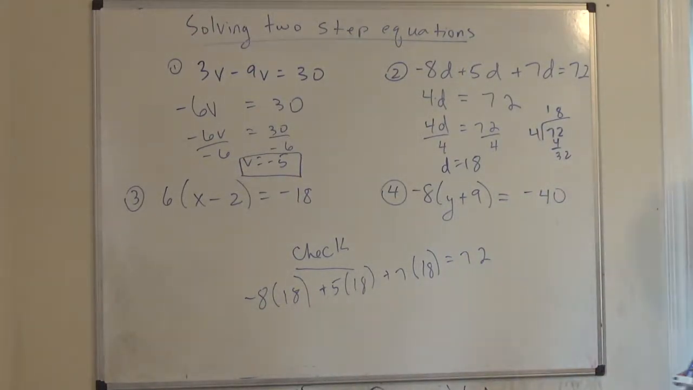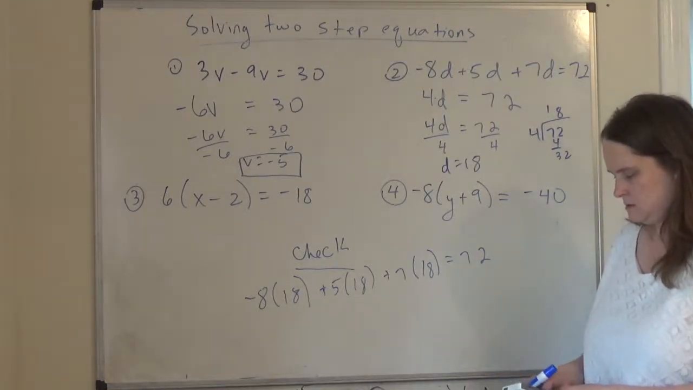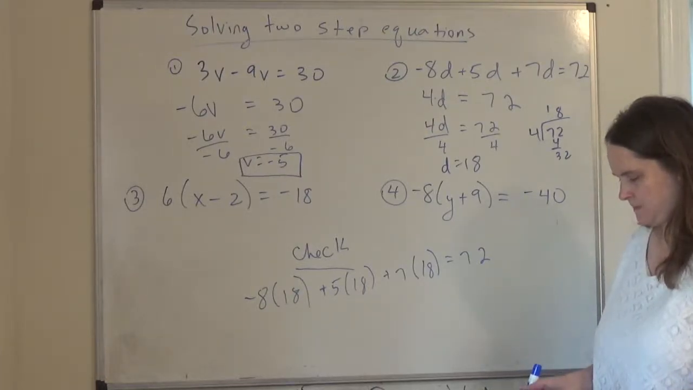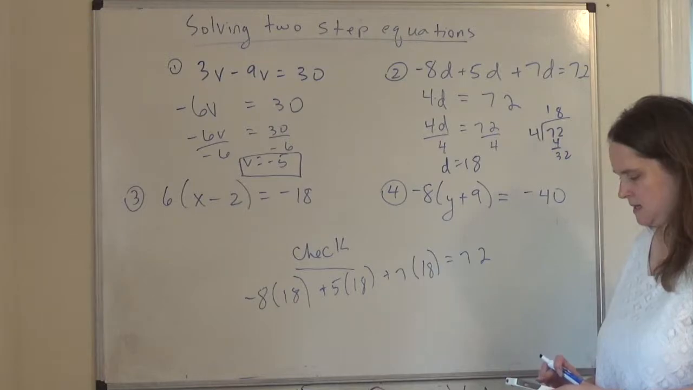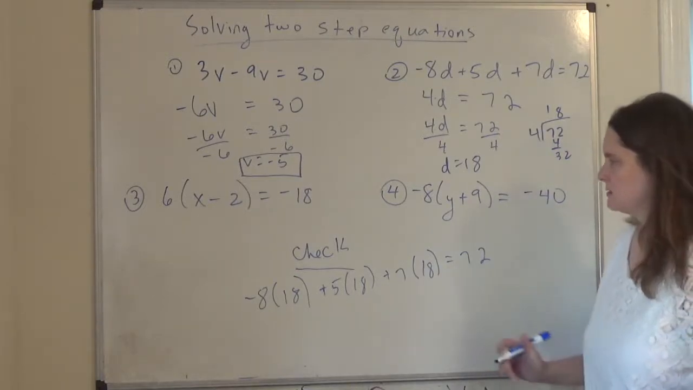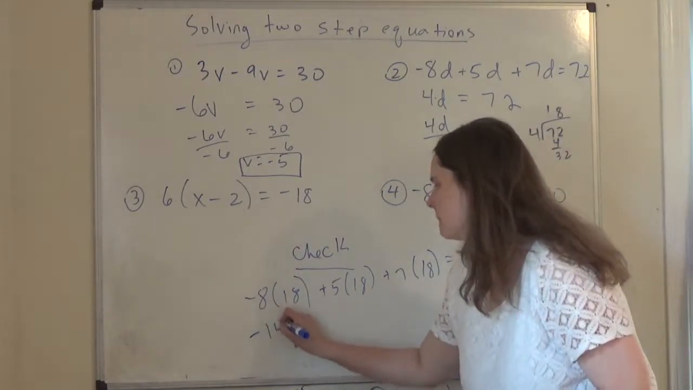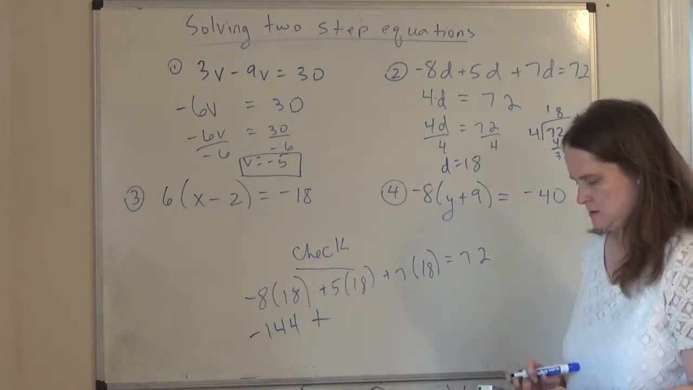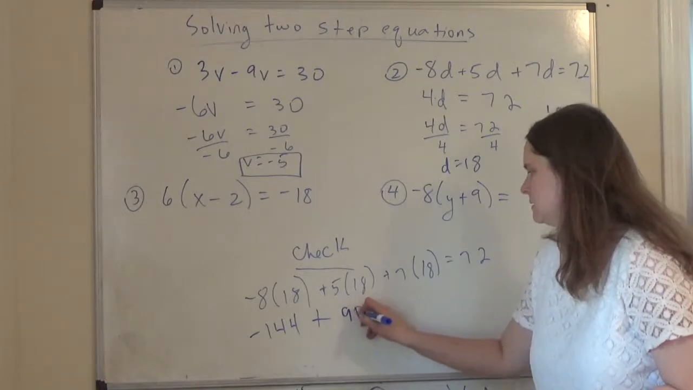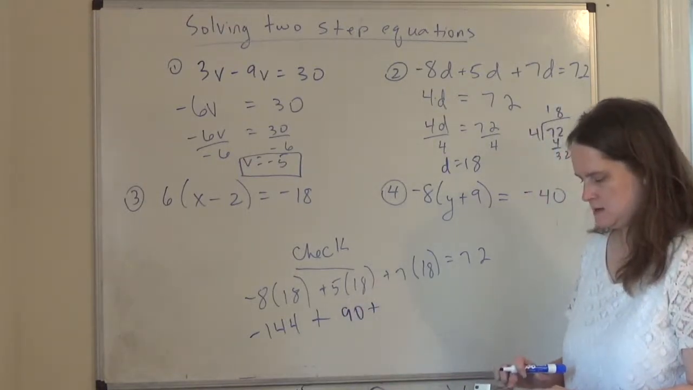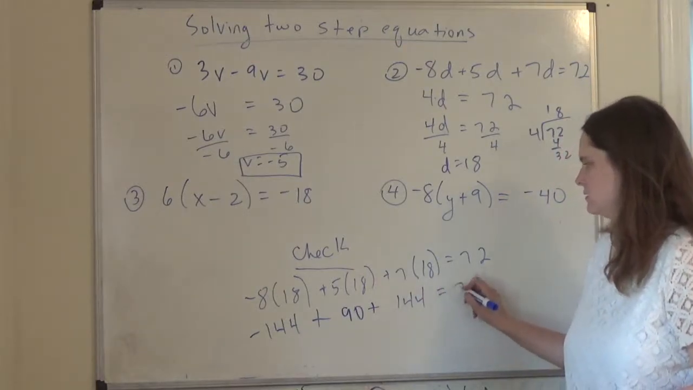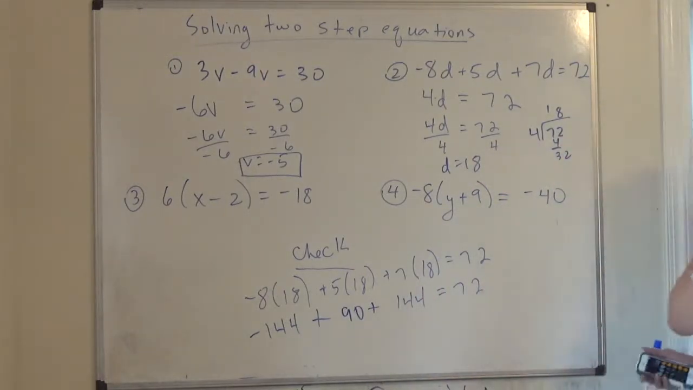You should be able to check this. All right, so 8 times 18. So I've got negative 144 plus, I need 5 times 18. That's 90. I need 7 times 18, that's 144, and there's a problem. Something's not right.